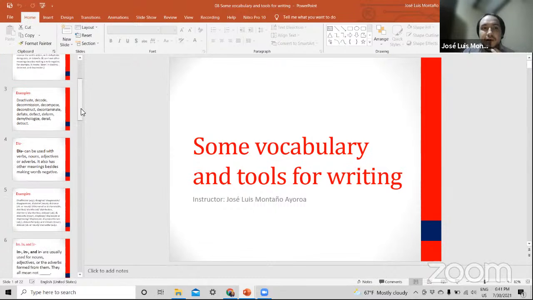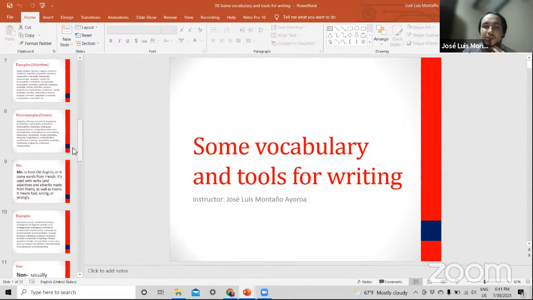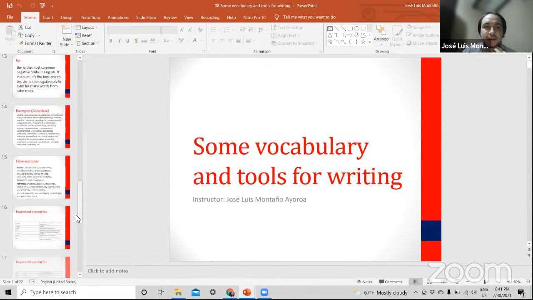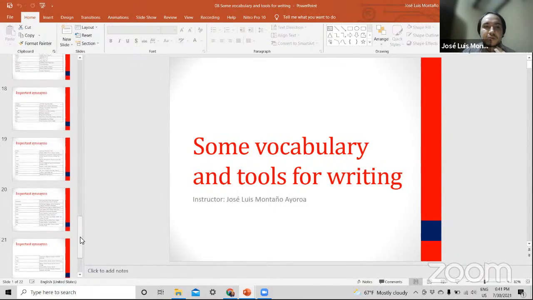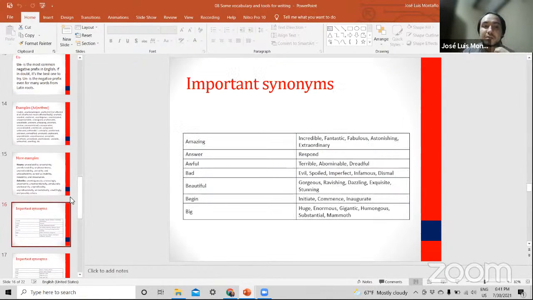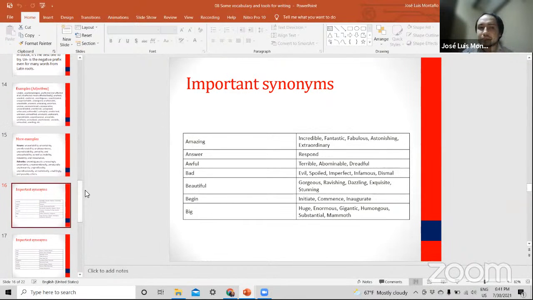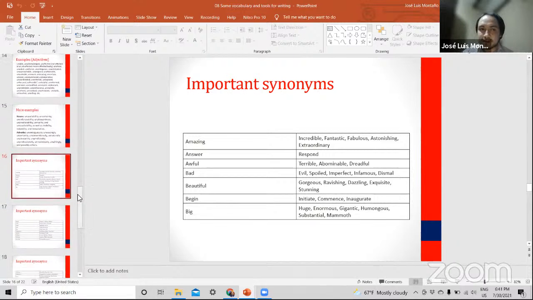This presentation is divided into two parts. The first part is for words with some prefixes, and the second part is a list of many words that are synonyms of very common words that you use in essays. And that's why this is going to be used for repetition. Actually, now that we talked about repetition, we can mention this first.